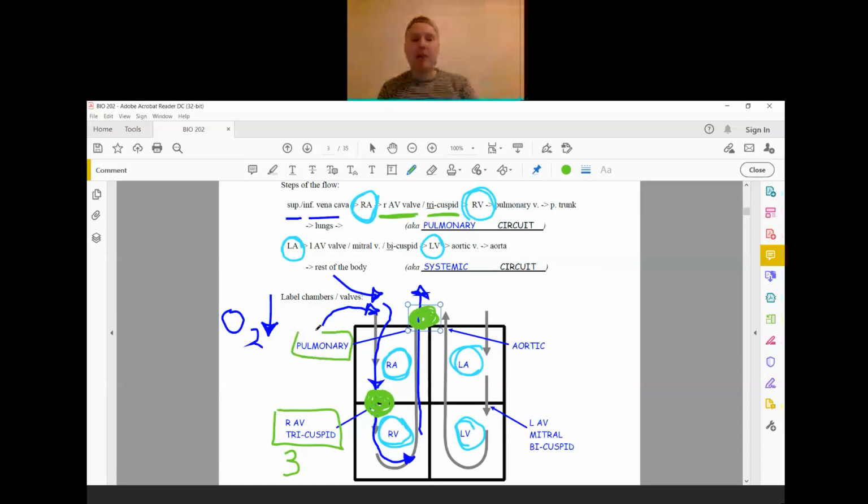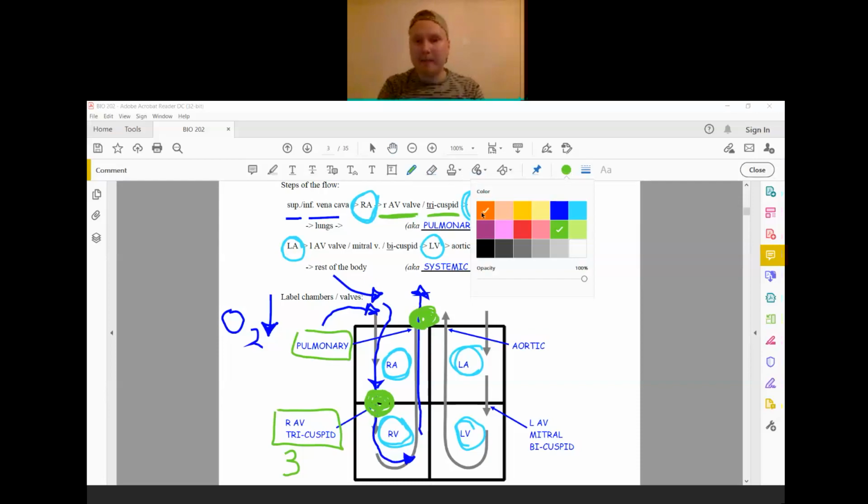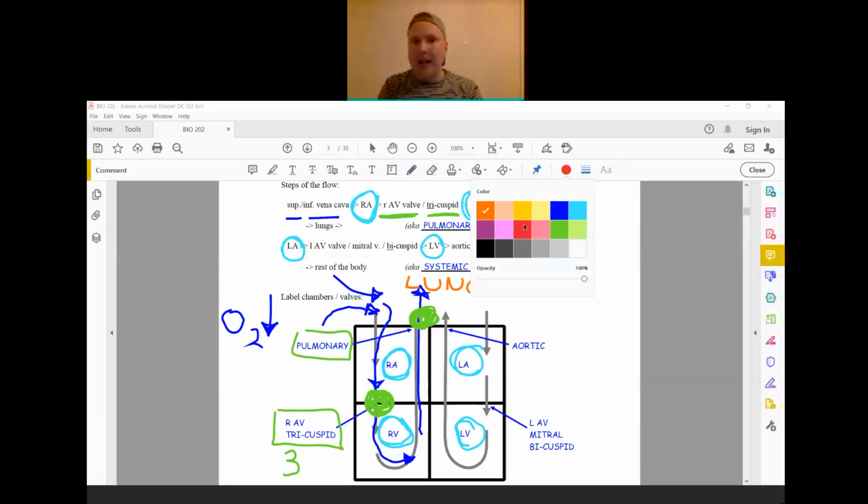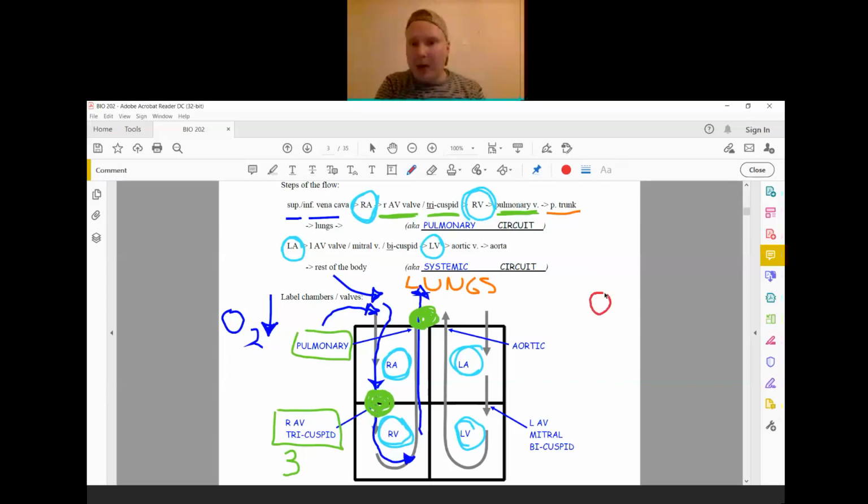So the pulmonary valve makes sure that blood can move only from right ventricle to the pulmonary trunk. And the pulmonary trunk then divides into 2 branches and goes further to the lungs. Well, now that blood is coming back from the lungs, it's going to be rich in oxygen. So it's now reoxygenated or oxygenated blood. So that's something that our body can use. And it's coming back from the lungs to the left atrium.